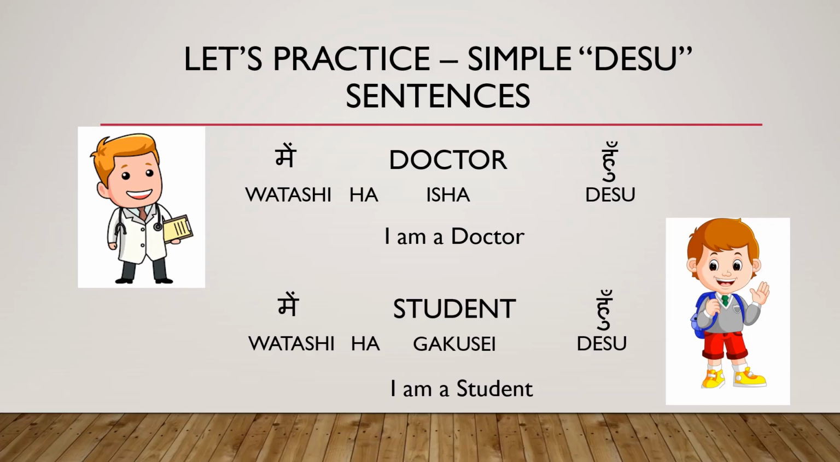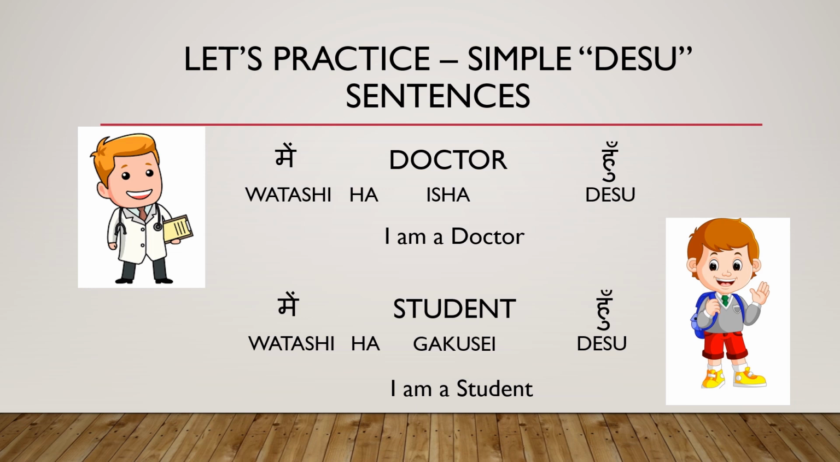Let's move to the next practice sentences. If I want to say मैं doctor हूँ, the word for मैं is Watashi wa and the word for हूँ is desu. And doctor, in Japanese, the word is isha. So Watashi wa isha desu. Watashi wa isha desu.